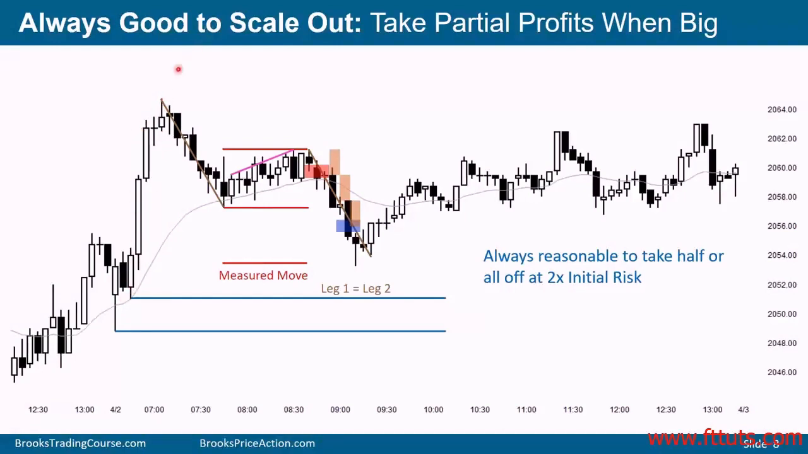At this point, traders are hoping for a bull trend, and they're confident that the first reversal down to here or here probably will be bought. Always reasonable to take half off at 2 times initial risk. Always reasonable to take part or all off at measured move targets. Always reasonable to take part or all off at the bottom of the buy climax or the bottom of the strong bull leg. But if it gets to any of the reasonable targets and starts to reverse up strongly, it's usually good to exit and then look to sell again higher if you're still interested in selling.